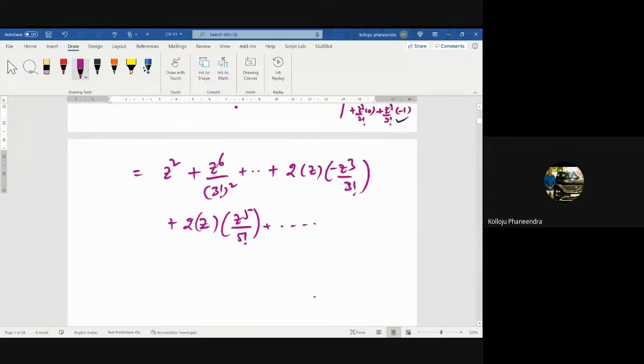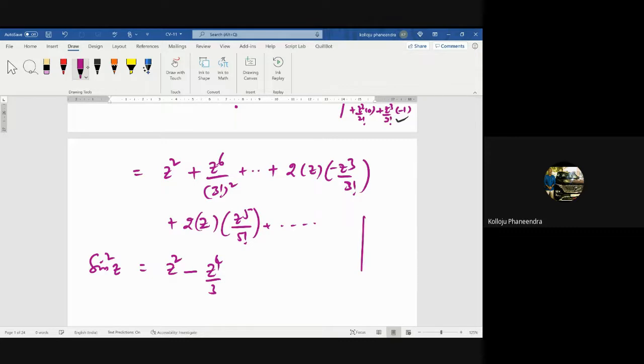Okay. So what is sine square z expansion? Sine square z expansion is z square is here. What is the next term? z power 4, this is 6 means 3, minus z power 4 by 3. Next z power 5 is here. 6 is here.